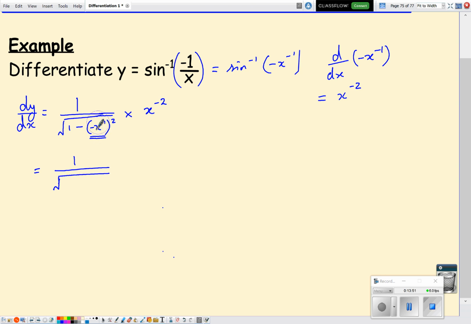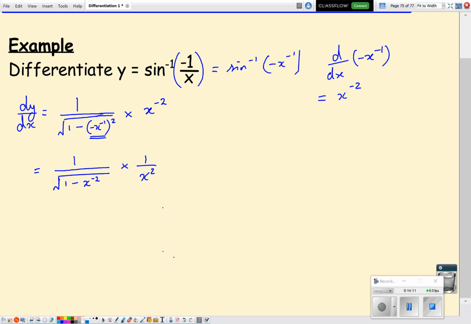Now, we're squaring something that's negative here, so that's going to become positive. So the effect on the subtraction here is going to leave that as it is. So it's still going to be 1 take away, but it's going to be x to the power negative 2 this time, times 1 over x squared.